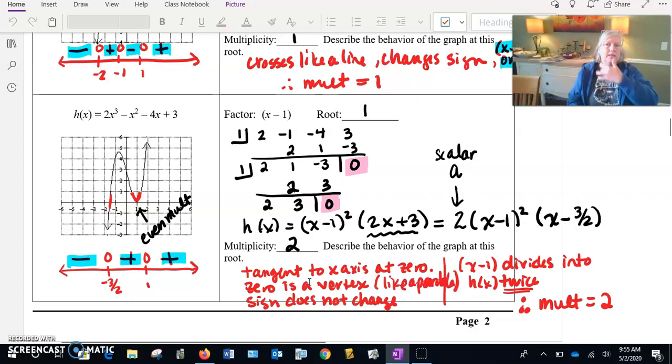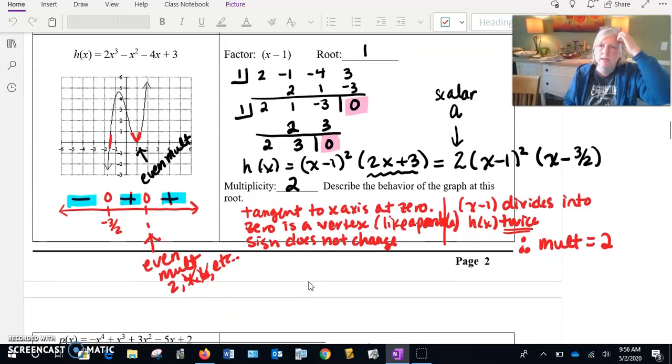And again, the idea here is that once I see that it looks like a parabola, and again, there's no sign change, I know that that has even multiplicity, 2, 4, 6, etc. Now, in this problem, I know it can't be 4 or 6 because the degree of the polynomial is only 3. So you can't be any higher than that. But if this had been a 7th degree polynomial, then when it bounces like that, it could be an even multiplicity and have 4 times.